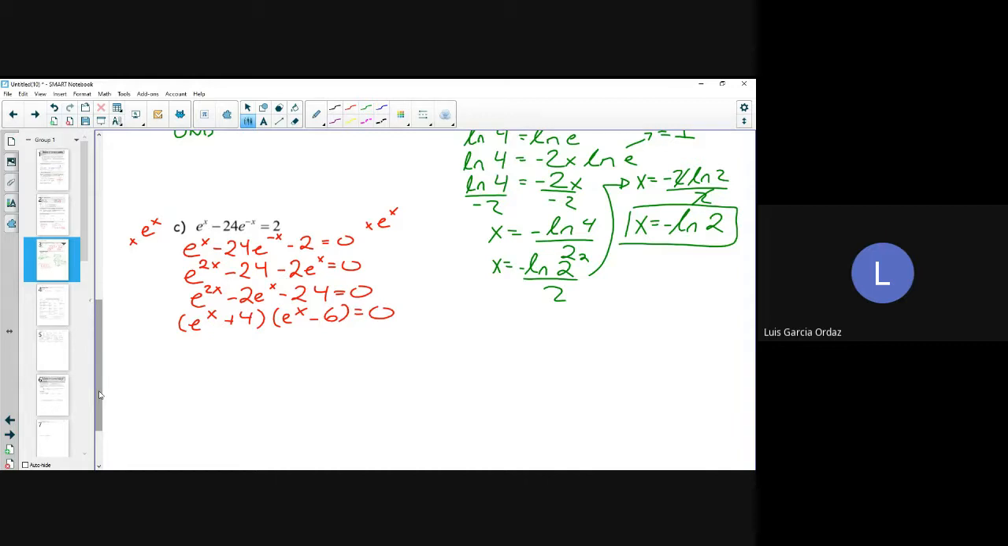Now, I need to split it up into roots. So my first one is e to the x plus 4 is equal to 0. Move the 4 over. I got e to the x equal to negative 4. So, just based off this expression, will any exponent give me a negative number when it comes to the function e to the x? Will I ever get a negative number?